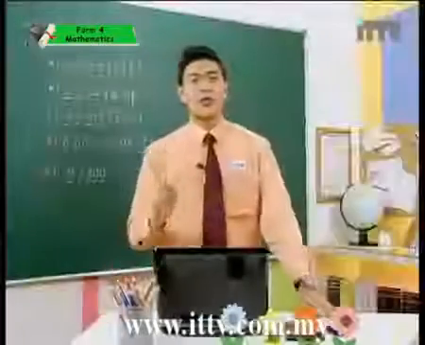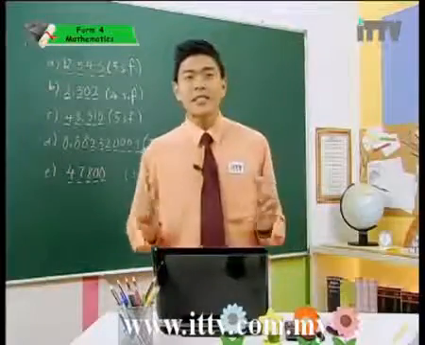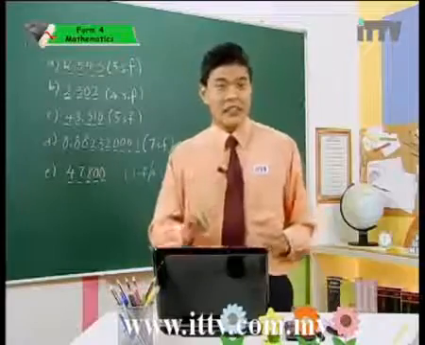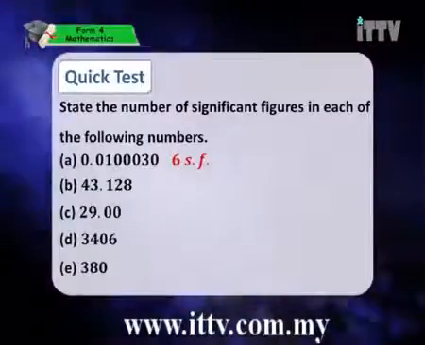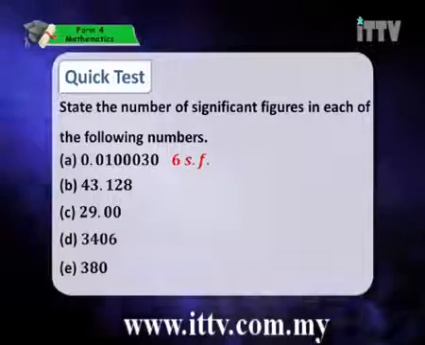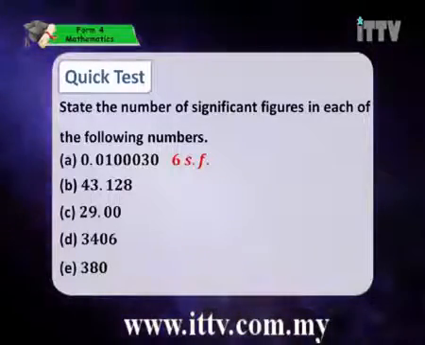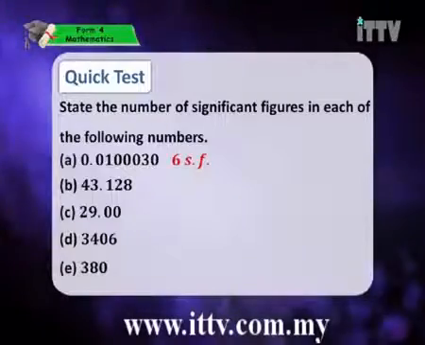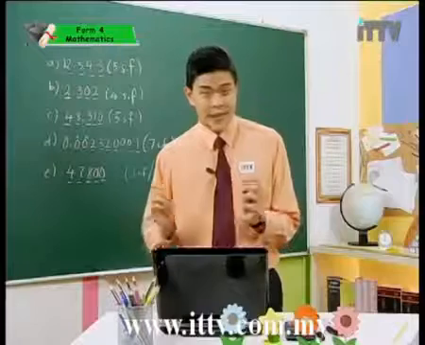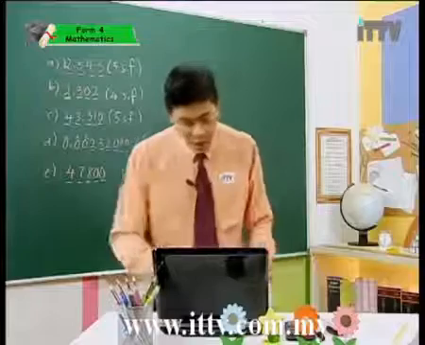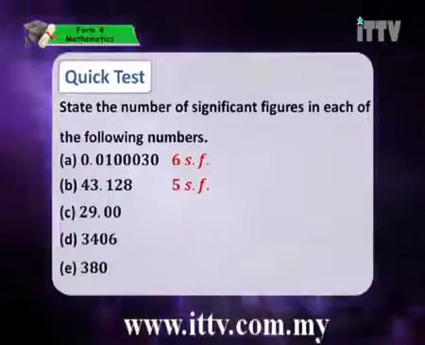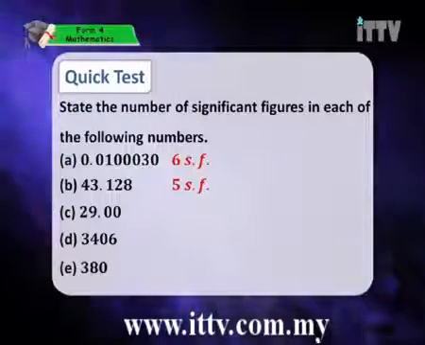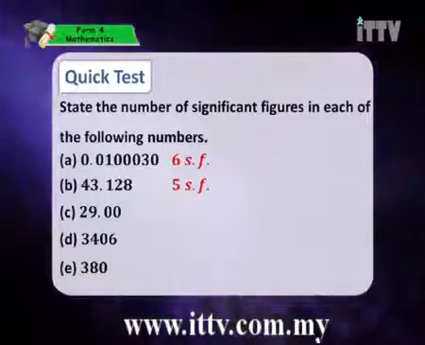Alright students, I'm sure you have your answers with you. How many significant figures are there in these 5 numbers? Let's start with A. It has 6 significant figures. Remember, the leading zeros in the front are not significant, the in-between zeros are, and the trailing zero is. What about B? 5 significant figures. This is rule 1. As long as there are no zeros, all the non-zero digits must be significant.